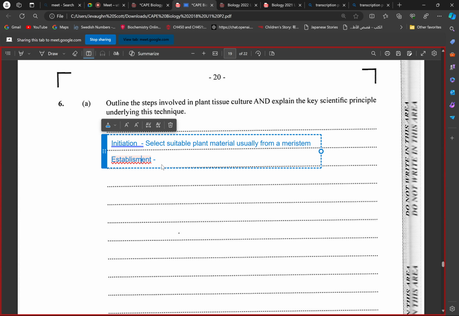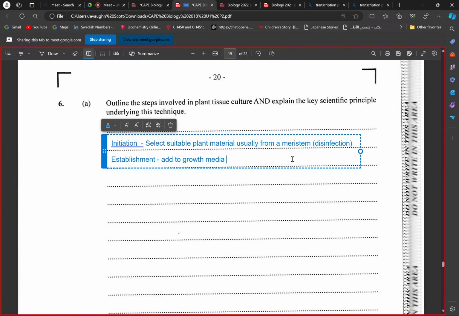Establishment. What happens in establishment now? What we do, we take the tissue specifically, and we place it into a growth media. Sir, won't you disinfect the explant? Oh yes, disinfection. So we have disinfection of the tissue as well, to make sure that there are no viral components or any pathogenic components, right?